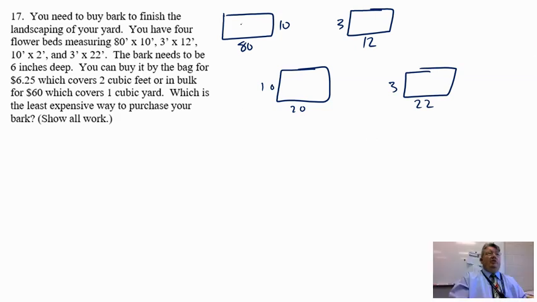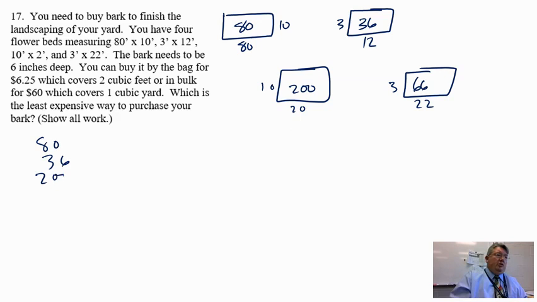So I need to find the area of all these. Well, 8 times 10 is 80. 3 times 12 is 36. 10 times 20 is 200. And 3 times 22 is 66. If I add all these together, 80 plus 36 plus 200 plus 66, I get that the area of all these things is 382 square feet.